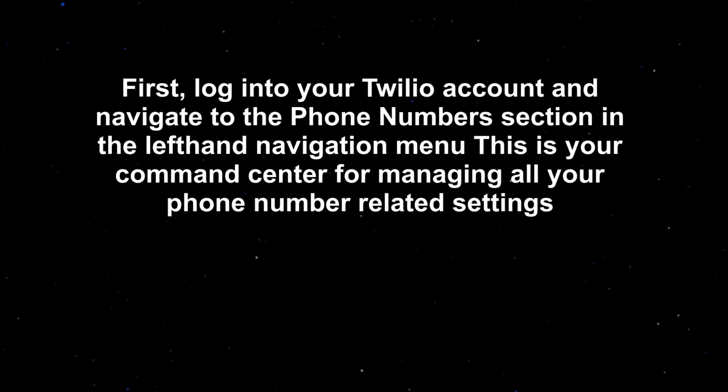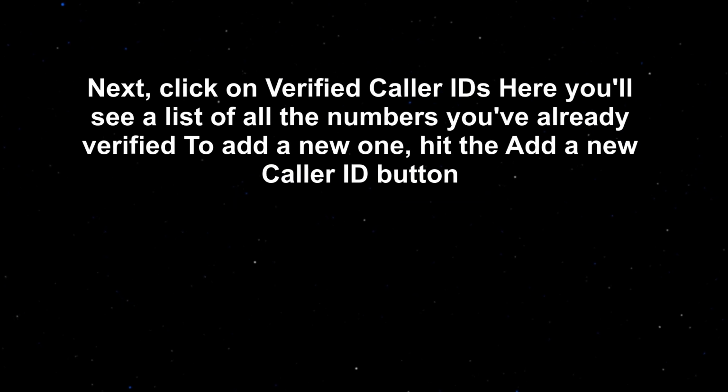First, log into your Twilio account and navigate to the phone numbers section in the left-hand navigation menu. This is your command center for managing all your phone number-related settings. Next, click on Verified Caller IDs. Here you'll see a list of all the numbers you've already verified.